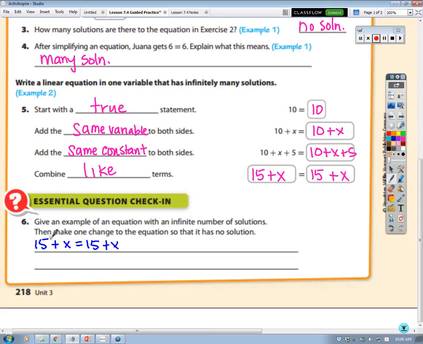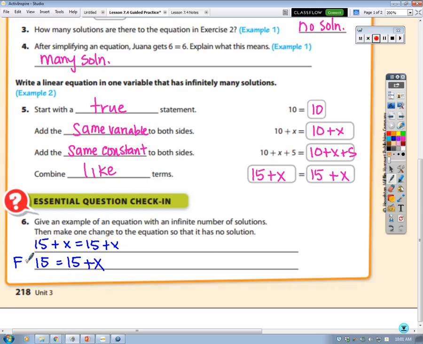Now we need to make one change so that it has no solution, which means we take a balanced equation and make it unbalanced. So there's a lot of options. Yeah, so you could take out an x, right? So then you could have 15 equals 15 plus x. Is that a true statement? No, this is a false statement, which means that this has how many solutions? No solutions.